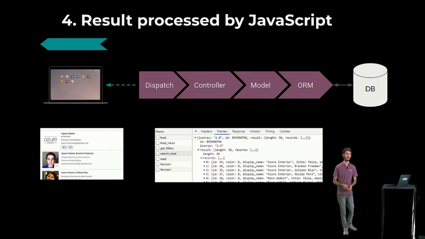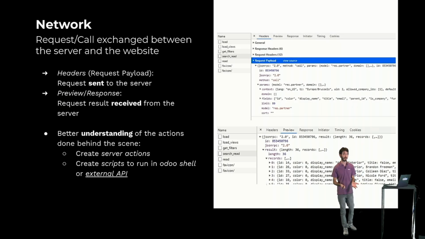And the last step is, now that we have the results on the browser, we will manipulate it the way we want. So I want to display the picture at this place with the name alongside, etc. So let's summarize. The network tab is the place where the request, the call exchange can be seen. And whenever you choose a particular request, you can see in the header tab what is the content that is sent to the server, and in the preview or response tab, you can see what is the result which is received from the actual server.